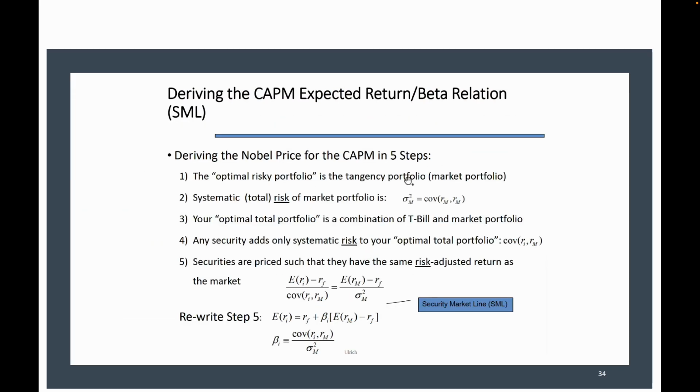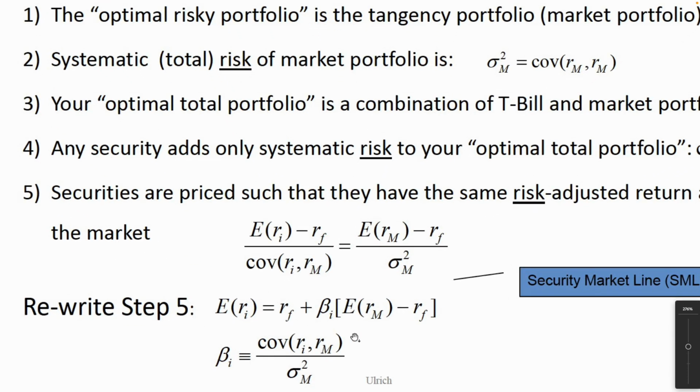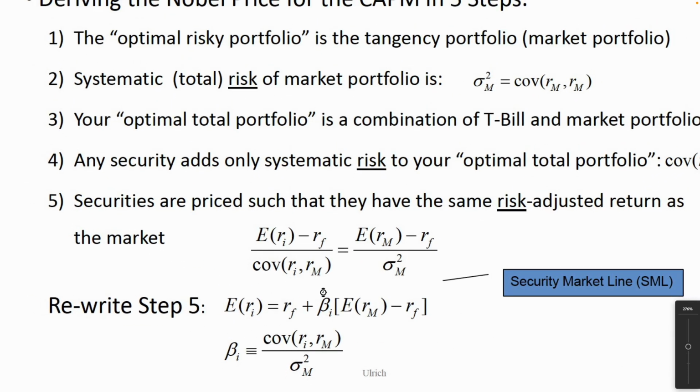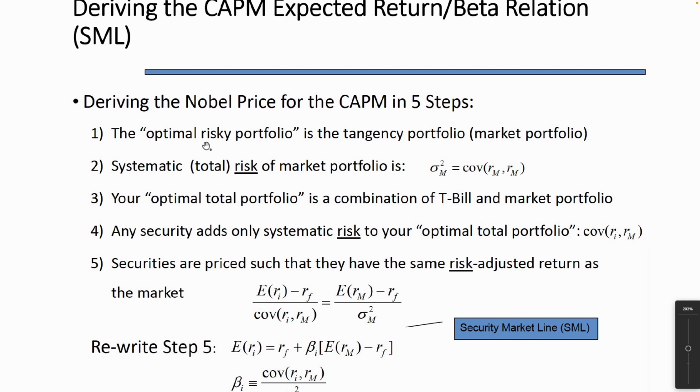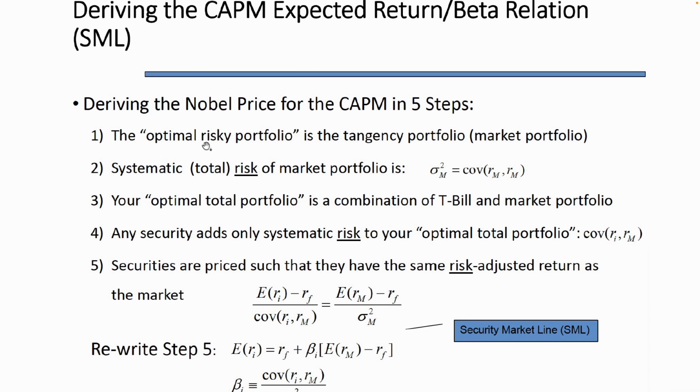Now again, we are in the MBA section, so I have a 5-step proof, which reveals the key essentials. So I want to derive this CAPM relationship, the last one here, this one. So let's do it. Step number 1. The optimal risky portfolio is the tangency portfolio. We talked about that last slide. Therefore, we call it a market portfolio.